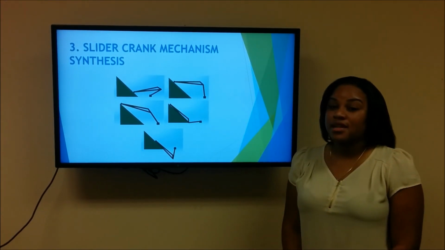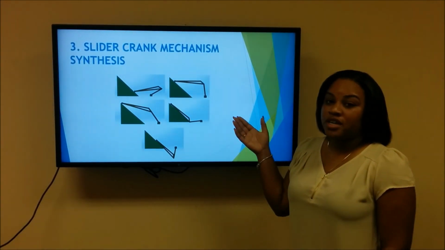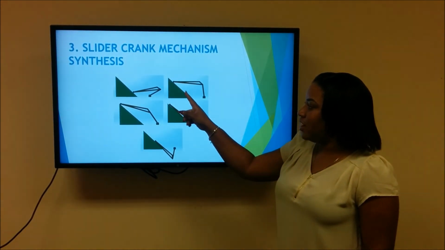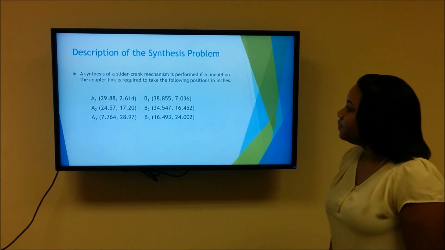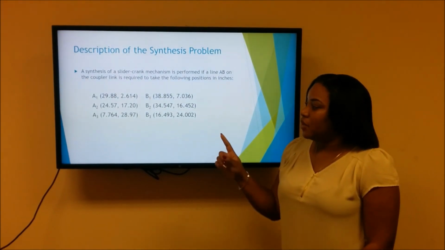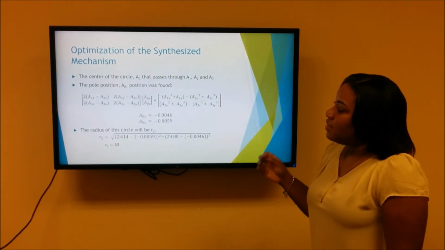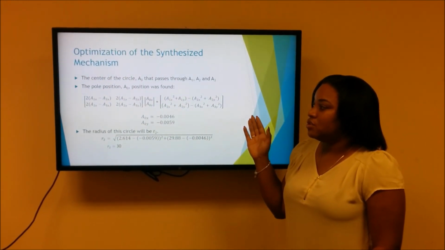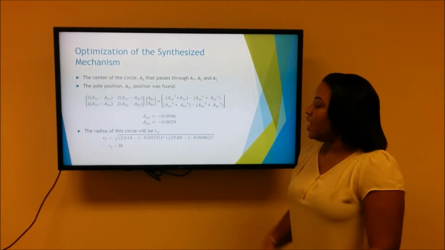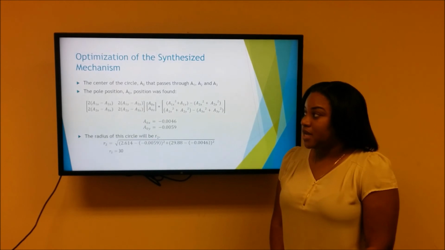Now we will be discussing the slider crank mechanism synthesis, and this is just a preview of what we constructed in SolidWorks, the different positions that the point C had to travel through, which makes a straight line. So initially what was given were 3 lines, A1, B1, A2, B2, and A3, B3. The center of the circle A0 passes through these 3 points, and we were able to find this pole position using this formula, and our results are here. The radius of this circle is our R2, which is one of our values which we had to solve for.